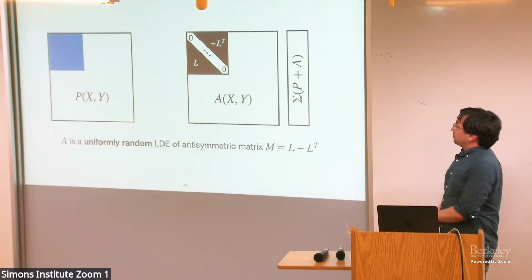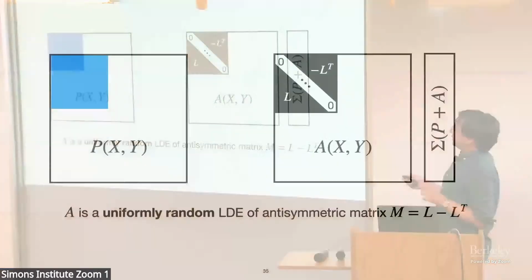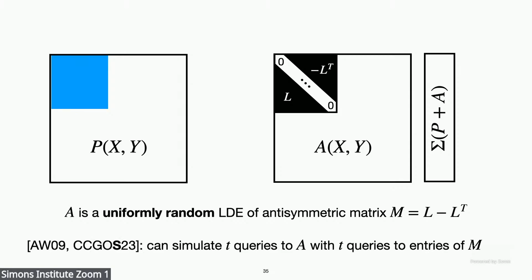Okay. So once we do that, then A is going to be basically a uniformly random low degree extension of an antisymmetric matrix. Okay? And it turns out from some work of Aronson and Vigdisson and prior work from us that you can simulate T queries to this whole A using T queries just to entries of M.